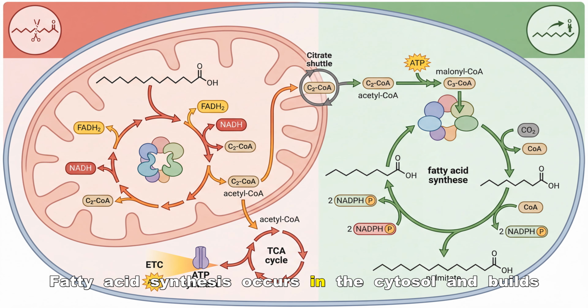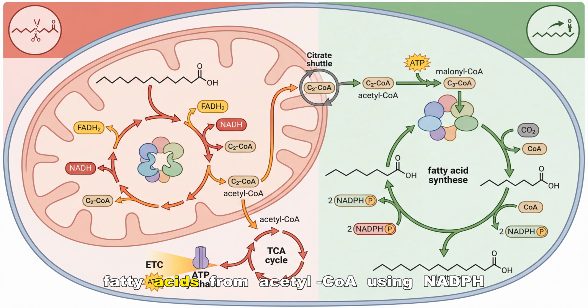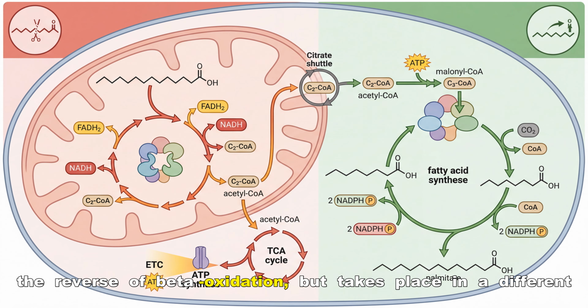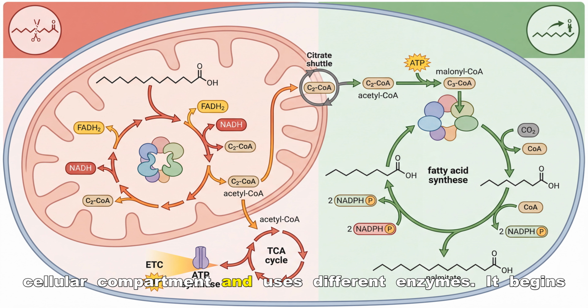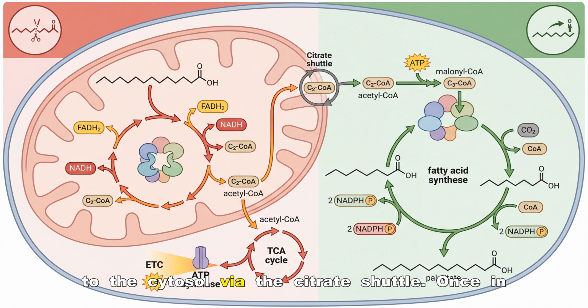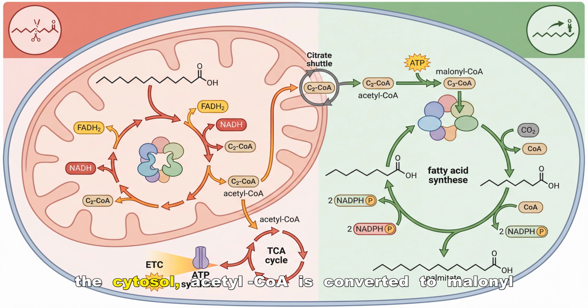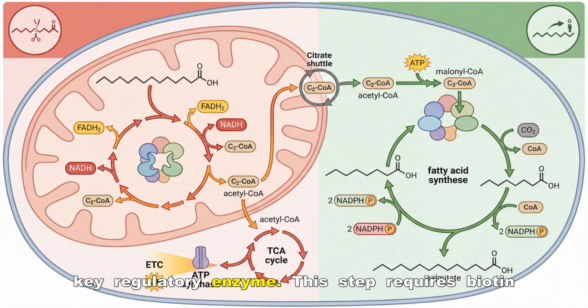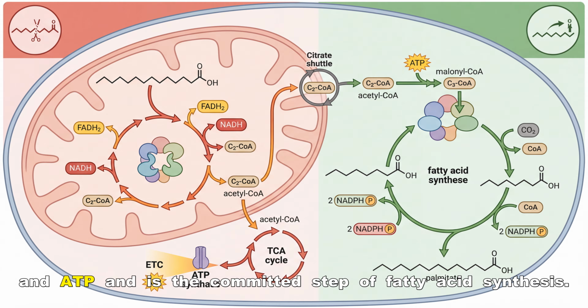Fatty acid synthesis occurs in the cytosol and builds fatty acids from acetyl-CoA using NADPH as a reducing agent. This pathway is essentially the reverse of beta oxidation, but takes place in a different cellular compartment and uses different enzymes. It begins with the transport of acetyl-CoA from the mitochondria to the cytosol via the citrate shuttle. Once in the cytosol, acetyl-CoA is converted to malonyl-CoA by acetyl-CoA carboxylase, a key regulatory enzyme. This step requires biotin and ATP and is the committed step of fatty acid synthesis.